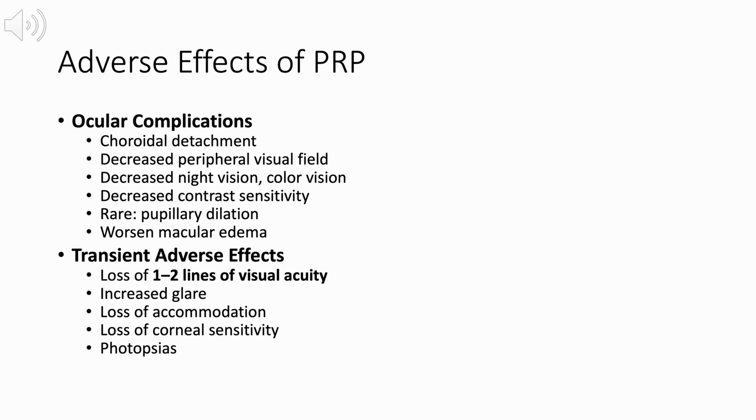Because PRP achieves its benefit through deliberate destruction of retinal tissue, it carries an expected profile of adverse effects, and it is useful to divide these into those that persist and those that are transient. Among the ocular complications are choroidal detachment, decreased peripheral visual field, decreased night vision and color vision, and decreased contrast sensitivity. Rarely, pupillary dilation may occur, which connects back to the technical pearl about sparing the horizontal meridians and the long ciliary nerves.